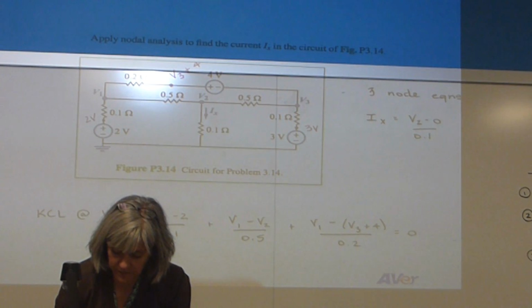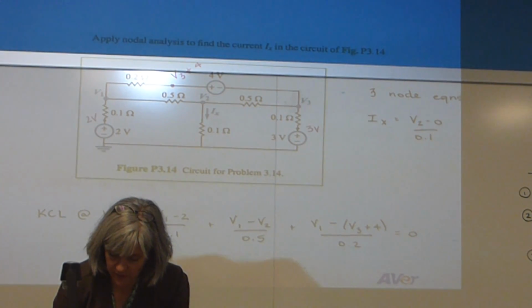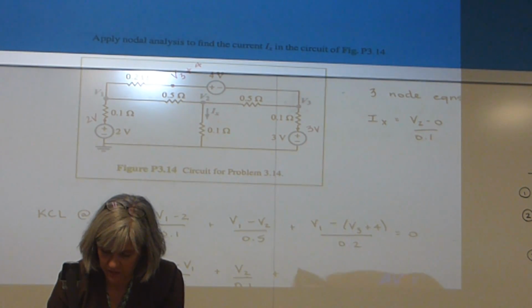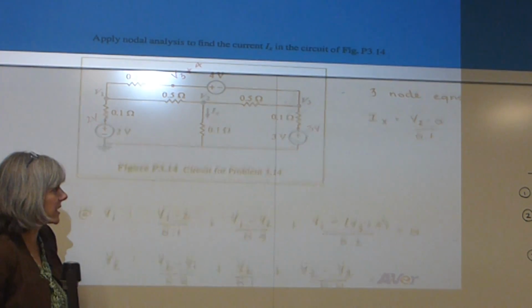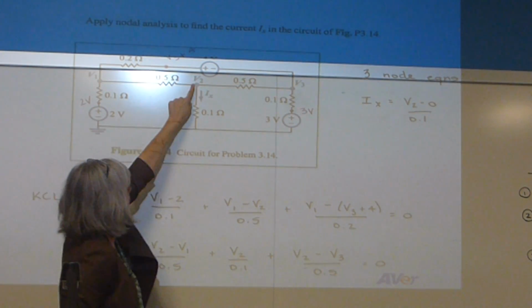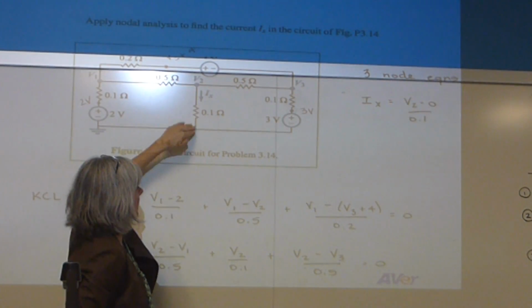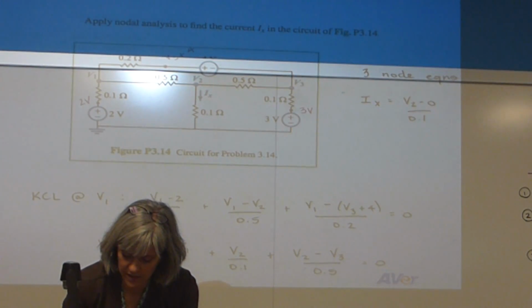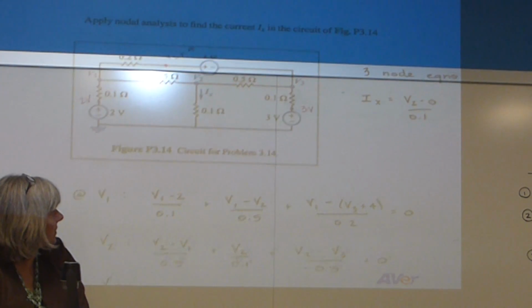Now V sub 2: V sub 2 minus V sub 1 over 0.5, plus V sub 2 over 0.1, plus V sub 2 minus V sub 3 over 0.5. You should be able to rip them off about that fast, because you're really just saying this minus this over that, this minus this over that. And then our last one, V sub 3, and again, I'll post all the actual solutions.